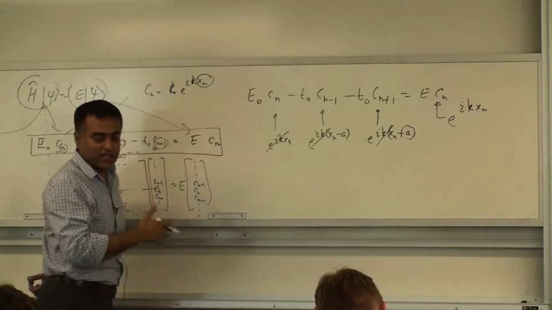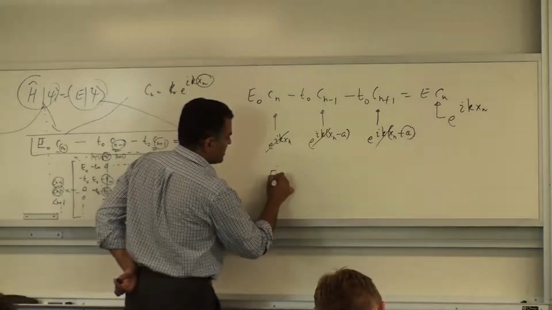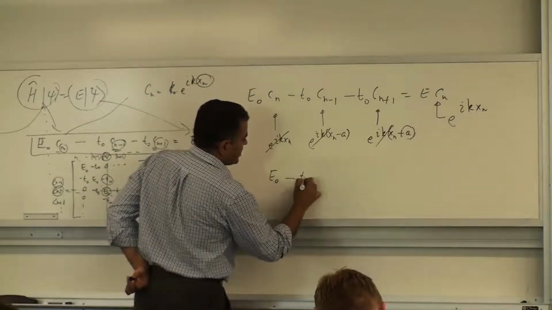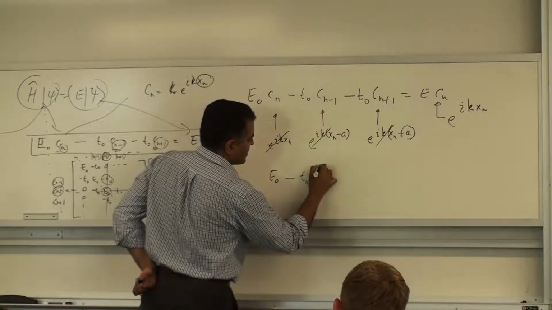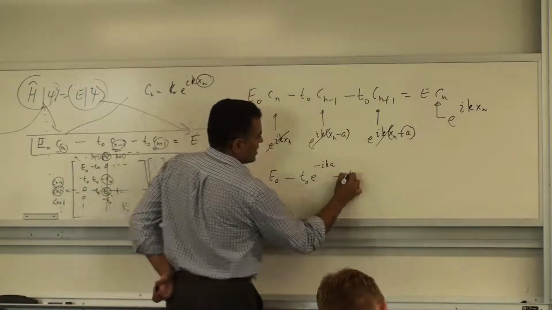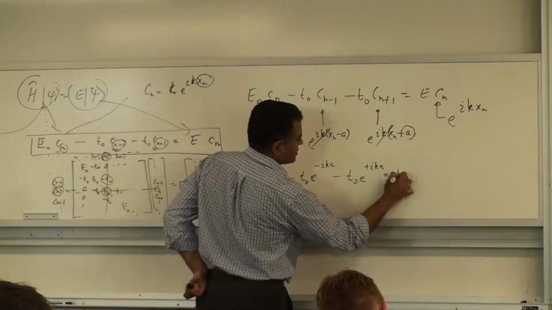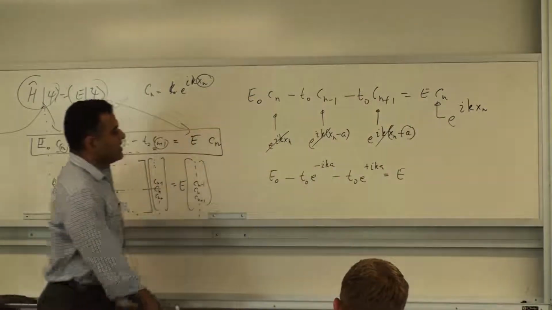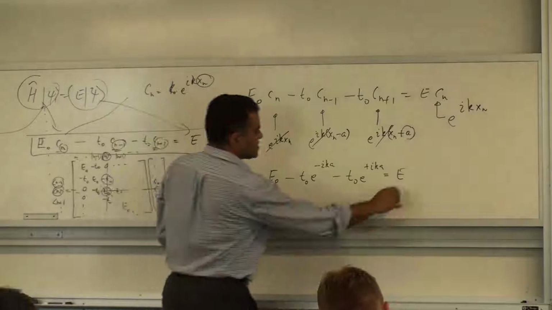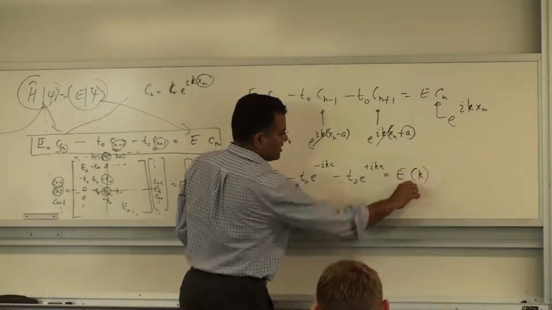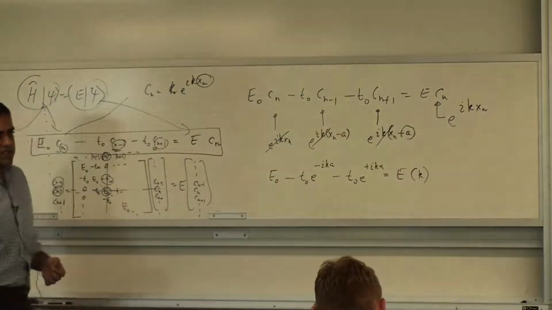So they'll all cancel out, and as a result, your energies will be E naught minus T naught e to the power minus i k a minus T naught e to the power plus i k a is equal to your energy, and the coefficients are gone. And this is your energy dispersion, or the band structure of the electron in this solid, E versus k.